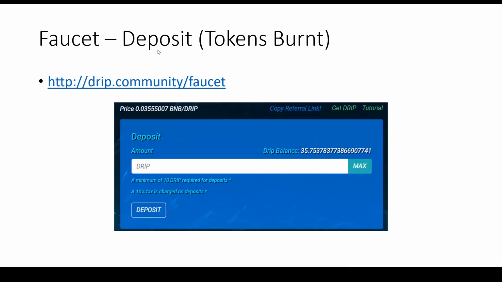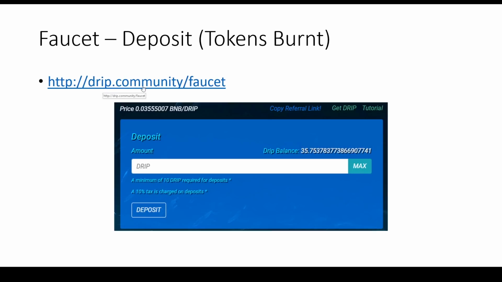Now, again, I'm going to repeat this probably a couple more times in this video. When you deposit Drip tokens, those tokens are burnt. And I use the English, the UK version. Burned, burnt, whatever. Those tokens cease to exist. They're gone. You cannot withdraw them. They are toast, literally and figuratively.